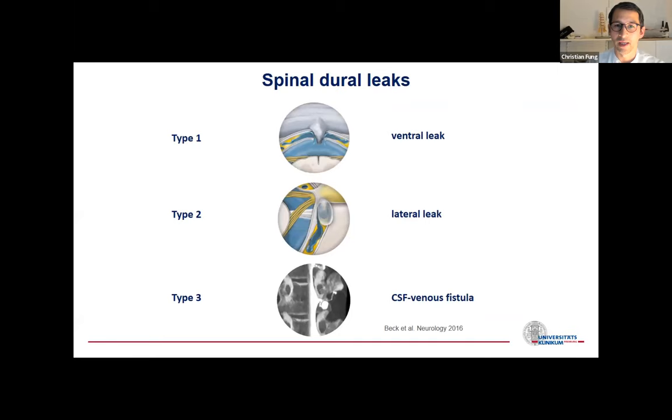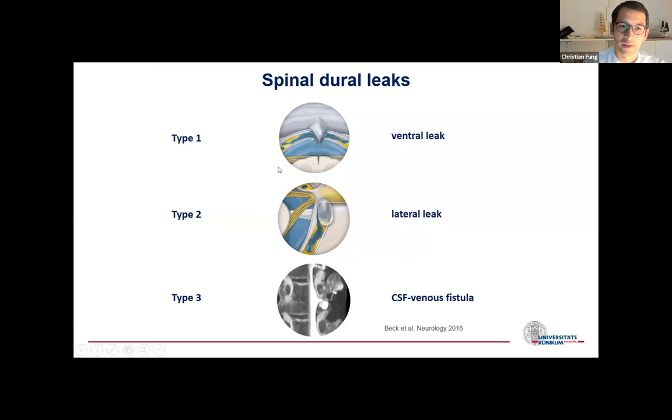Like I said before, SIH is caused by a loss of CSF at the level of the spine. And nowadays, most of the time, the literature differentiates three types of leaks. Namely, it's a type 1 leak. It's the classical ventral CSF leak caused by a bony spur, which cuts the dura like a knife. And there you have the CSF loss and CSF regress.